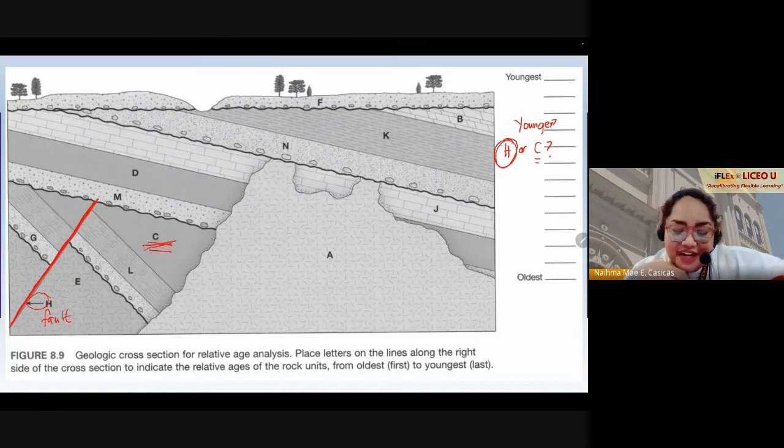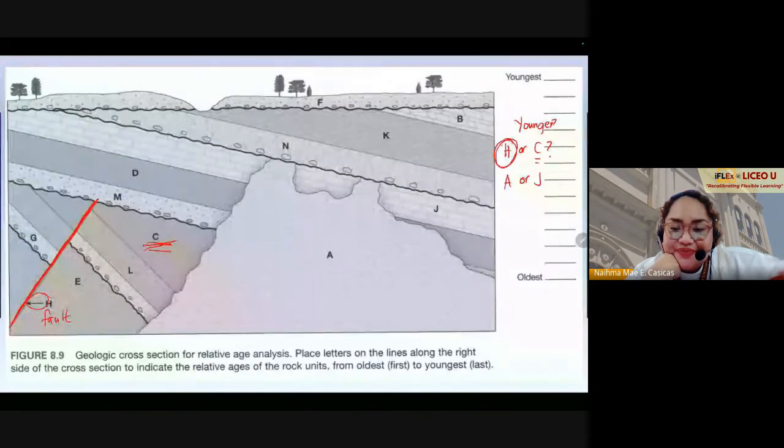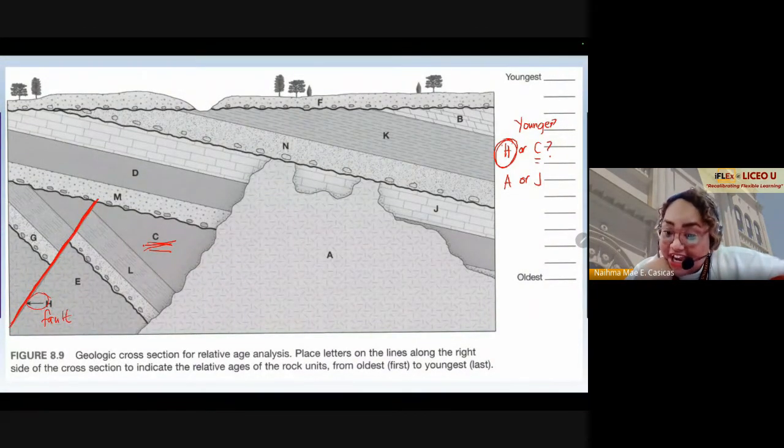All right, another. Which is younger? Intrusion A or layer J? A or J? Which is younger? Intrusion A or layer J? Cast your votes. Intrusion A.